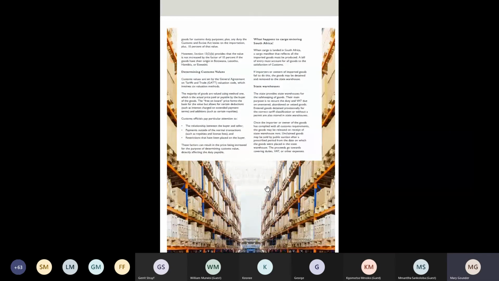Okay, we look at determining the customs value, what happens to cargo when it enters South Africa, and the state warehouses. So if your goods are stopped by customs, they go straight into the state warehouse. And at some point, if it's unclaimed goods and your buyer has decided to abandon it, those goods will be auctioned off. Usually it takes a couple of years to get to that point. So until then, the buyer can still claim the goods and pay for it. But obviously that would include the state warehouse storage charges and so on.